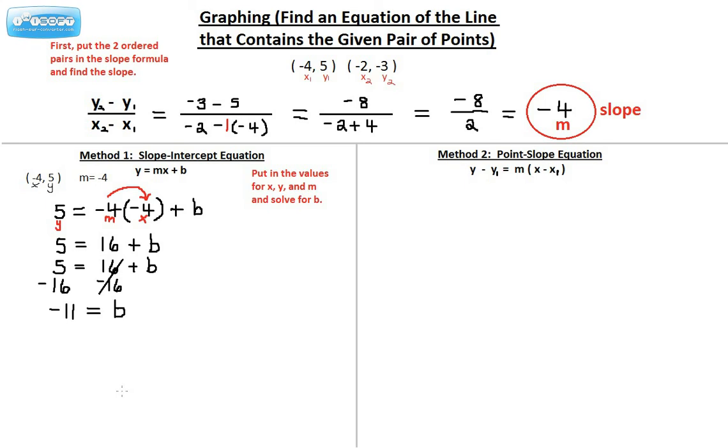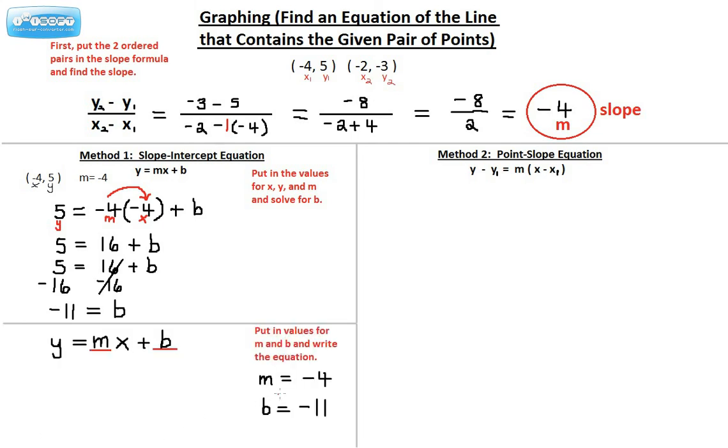So the only thing we need to do to write the equation is to put in the values for m and b. We first used our slope formula to find that our slope is -4. Then we solved for b and found that b is -11. Now we just put these numbers in and write the equation. Here we have our equation, y equals -4x minus 11.